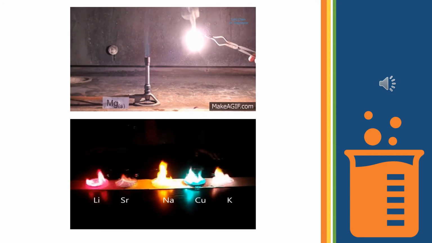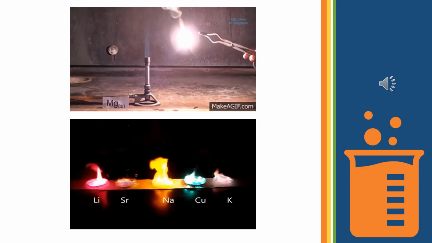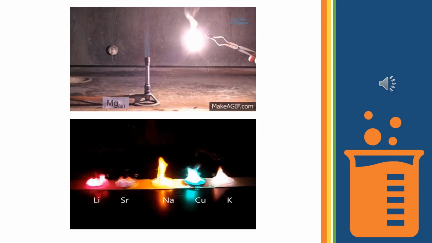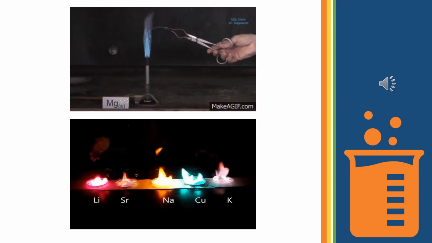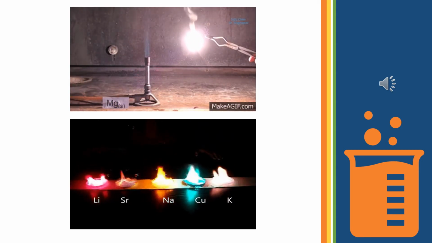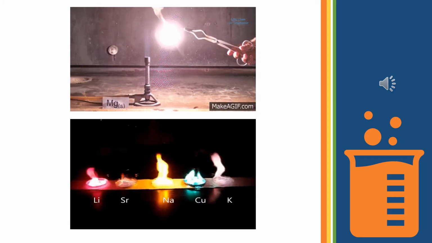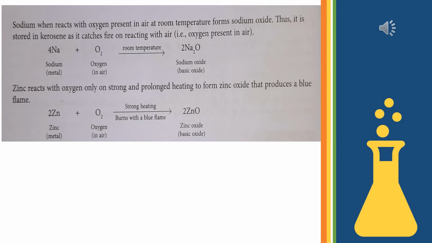Here lithium is giving pinkish red color, while copper, Cu, is giving greenish blue color. Okay, or I should say turquoise color. And potassium is burning with simple white light, and sodium is giving yellowish light. Okay, in the first reaction you are shown the reaction of sodium with oxygen, which is releasing sodium oxide. And in another case you are watching the reaction of zinc with oxygen.